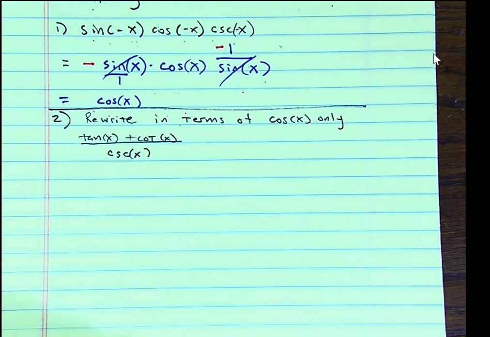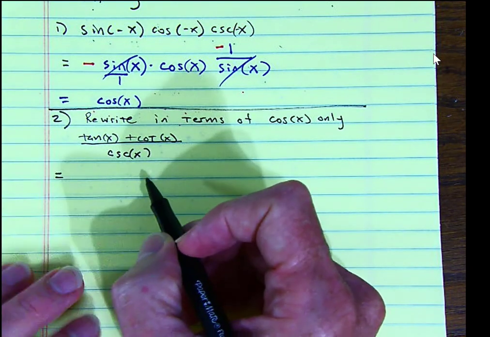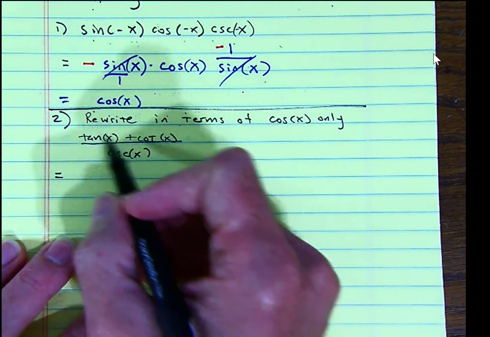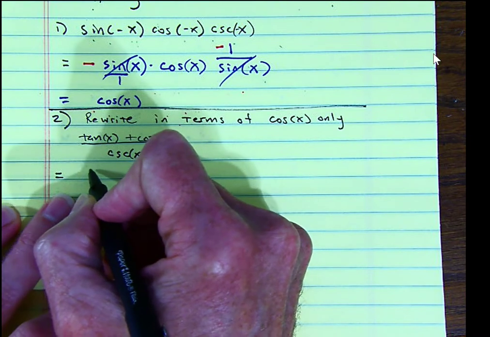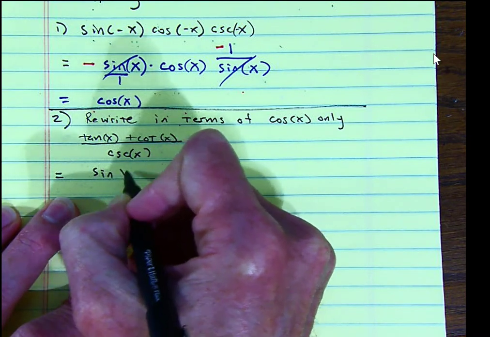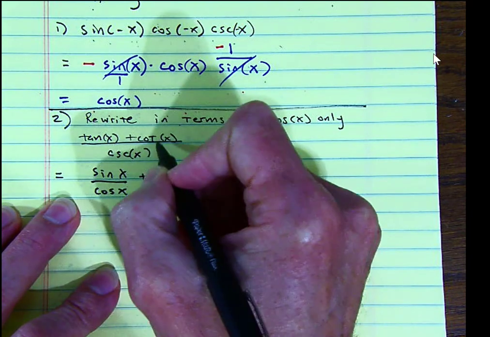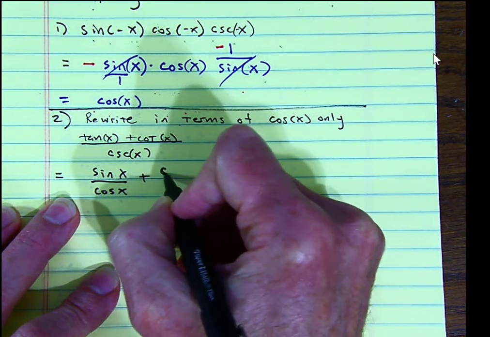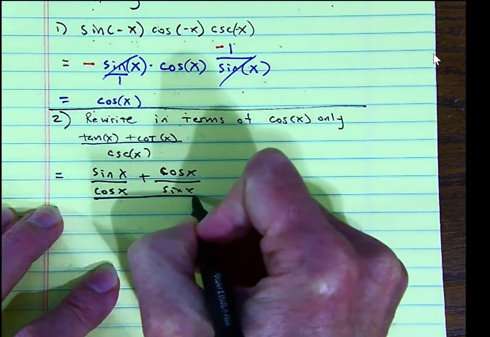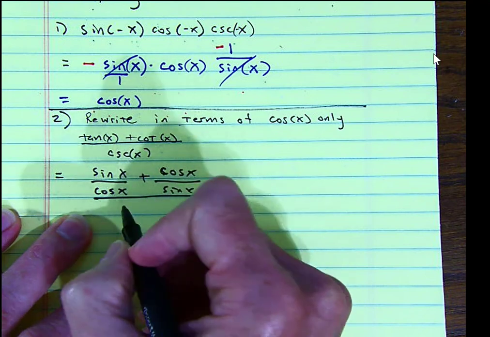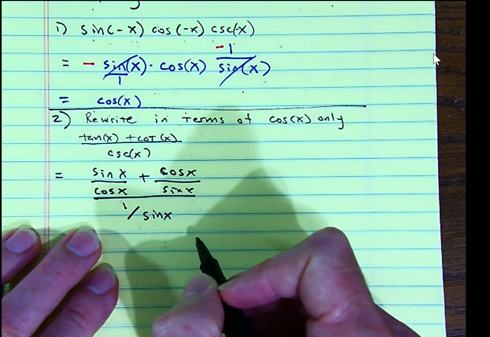All right, hopefully you did. Let's see what should have come out of that. We need to use some identities here to start simplifying. These are our less user-friendly trig functions. So tangent is sine x over cosine x. Cotangent is cosine x over sine x, and all of that is over cosecant, which is 1 over sine x.